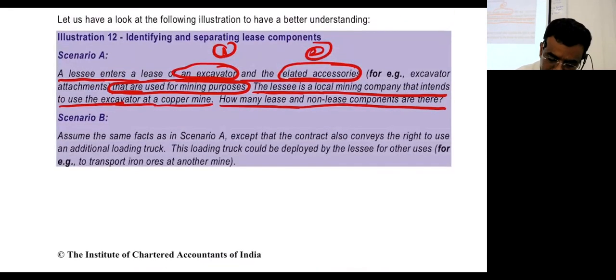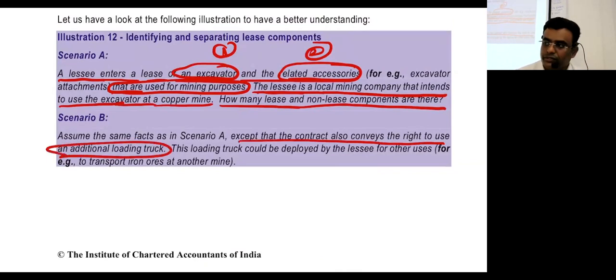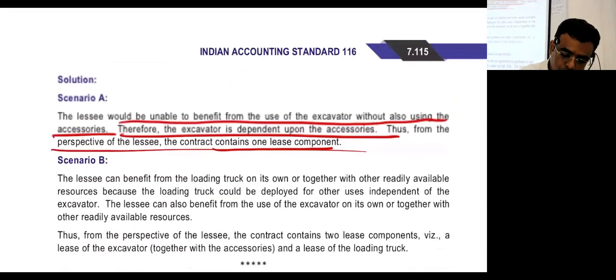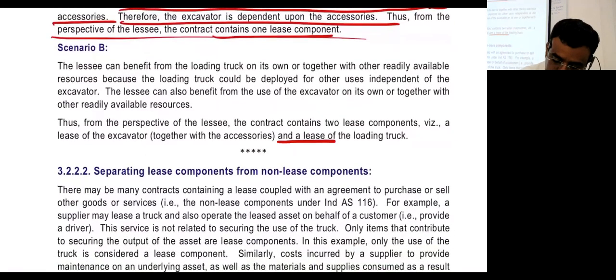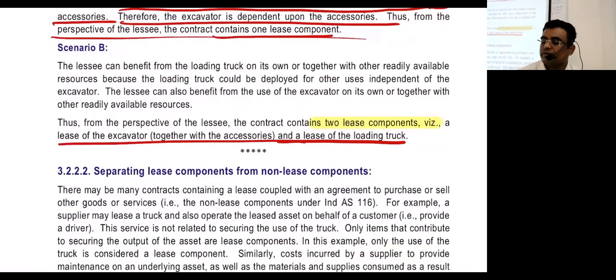Scenario B: assume the same facts as scenario A, except the contract also conveys the rights to use additional loading trucks. The loading trucks would be deployed by the lessee for other use also. Two leases. I hope it's clear, it has two lease components.